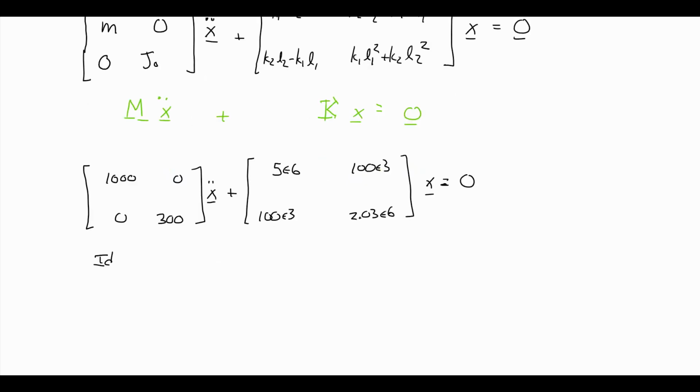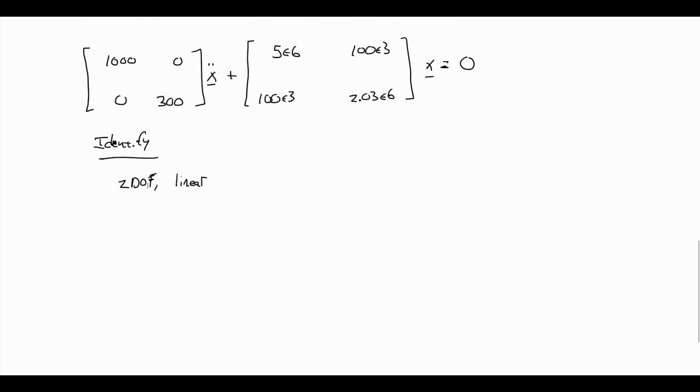So in our identify step, really we just want to note that it's 2 degrees of freedom and it's linear. That's going to be important because then we know how to find the natural frequencies and the mode shape for this. So the last thing we'll have to do here is actually just the parameter step, because we only need in this problem our natural frequencies and our mode shapes.